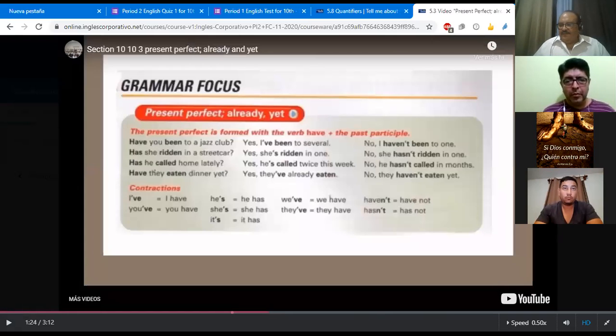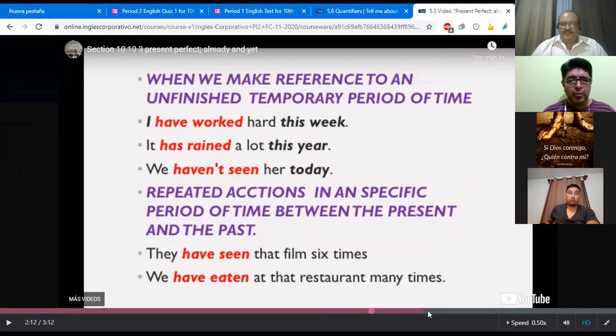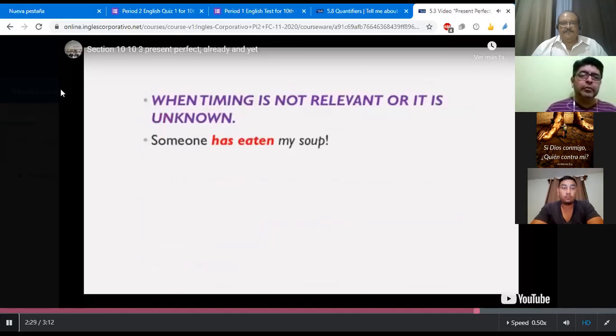Something is happening here. There is something magnetic going on. I am not touching this, but it is moving. Okay. But what I want you to see is all that, many times. When timing is not relevant or it is unknown, someone has eaten my soup.